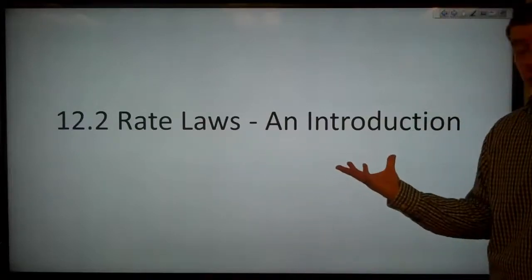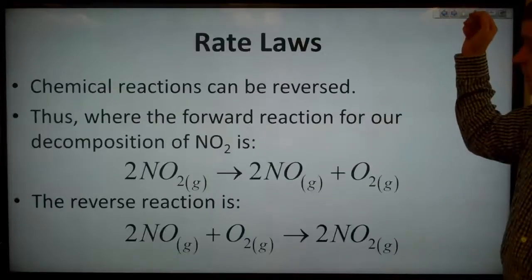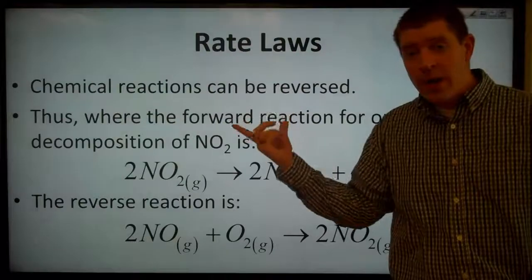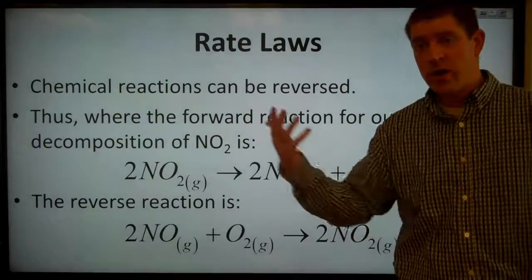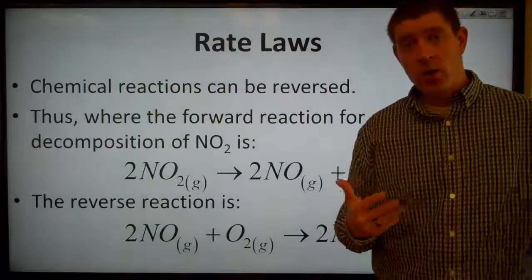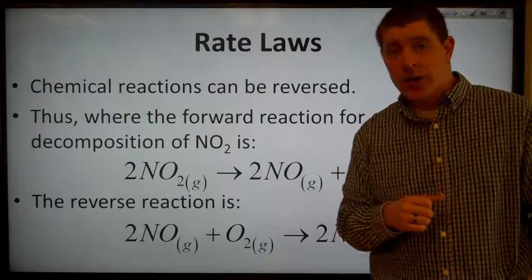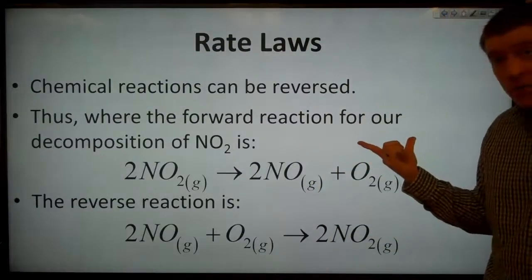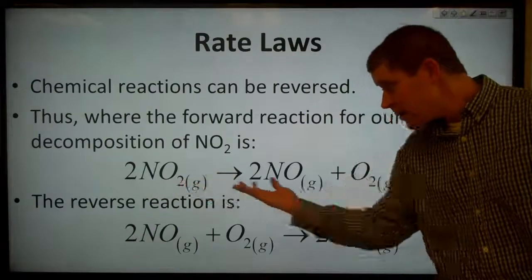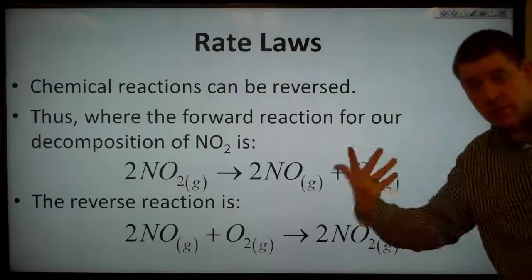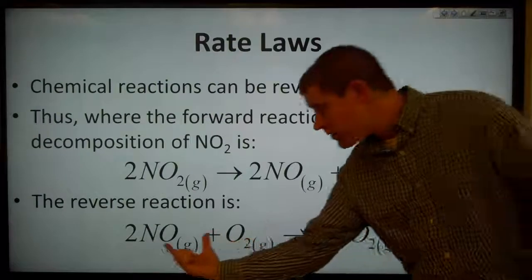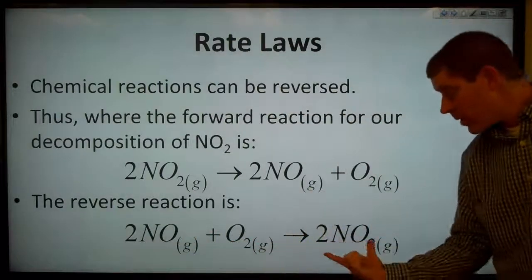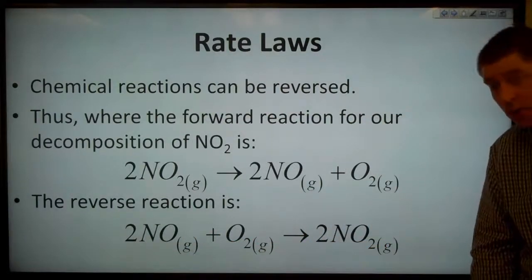Welcome to rate laws, an introduction. Chemical reactions can be reversed. We can have the chemical reaction occur one way, or we can have it occur in the opposite direction. Where our forward reaction for the decomposition of NO2 looks like this, the reverse reaction is just flipped around. So we have 2NO plus O2 reacts to give us 2NO2.